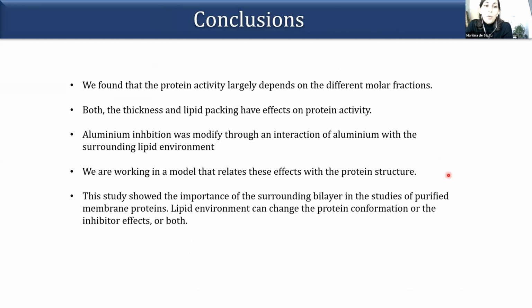We are working now in a model that relates this effect with the protein structure, and this study showed the importance of the surrounding bilayer in the studies with purified membrane proteins, because the lipid environment can change the protein conformation, but also the inhibitor effects.